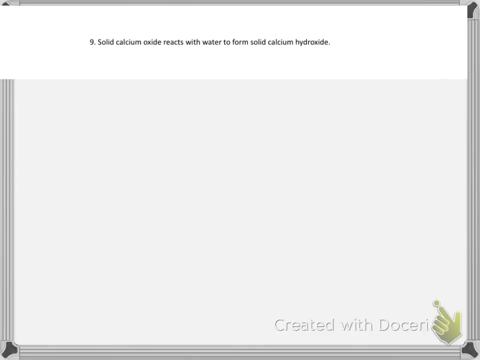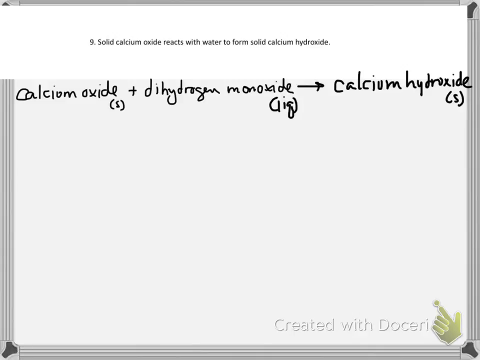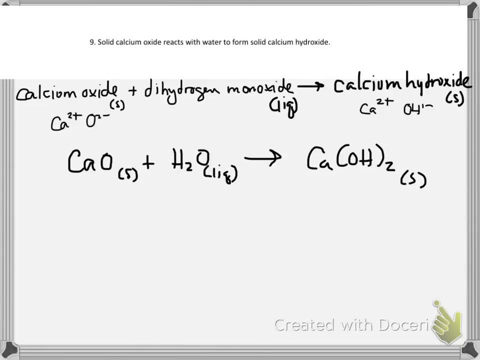Next, we have solid calcium oxide reacting with water to form solid calcium hydroxide. Okay, our word equation is pretty simple. Calcium oxide solid plus dihydrogen monoxide liquid yields calcium hydroxide solid. Now for our formula equation. We have CaO solid plus H2O liquid yields Ca(OH)2 solid.